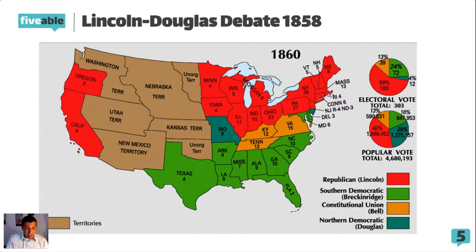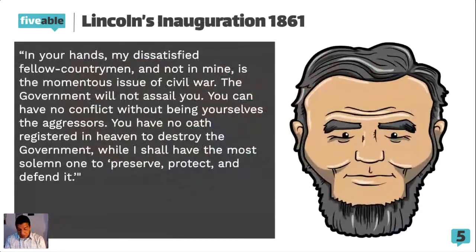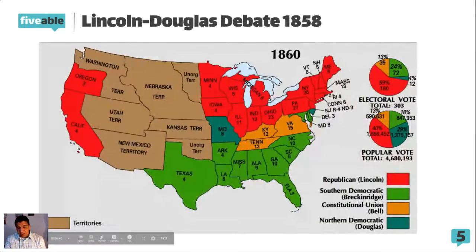And so Lincoln wins the election of 1860 with 180 electoral votes, 59% of the electoral votes, and 1,866,000 votes. And so if you look right here, here's the part that I want you to focus on. Between Breckinridge and Douglas, had they been united, they would have beaten Abraham Lincoln. But because they weren't united, they split the Democratic vote and they lost the election. And so Abraham Lincoln becomes the 16th president of the United States.